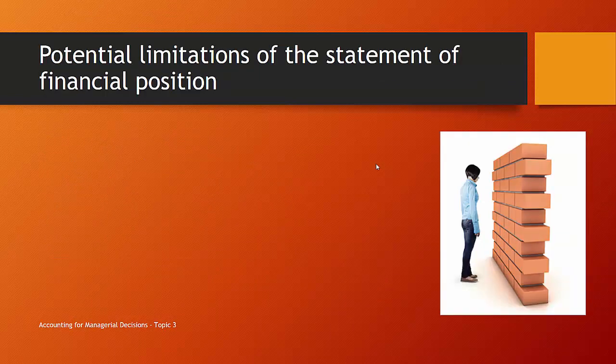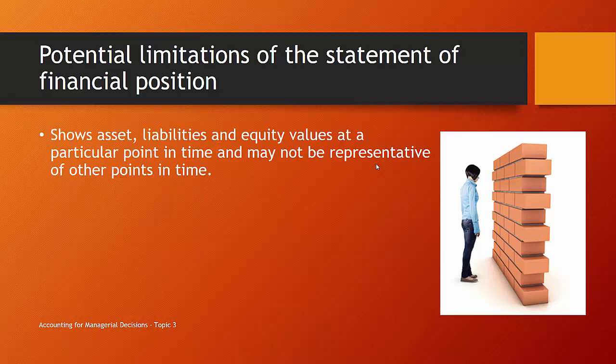Limitations of the statement of financial position. We're very close to the end now. It shows assets, liabilities, and equity values at a point in time. And that may not be representative of another point in time. There might be cyclical issues, there might be structural issues, there might be major changes with what's happened. It's a snapshot.